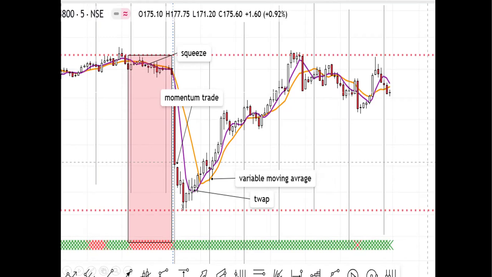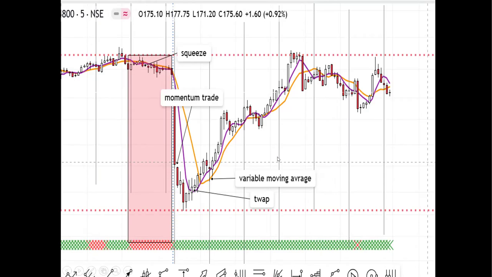At one point of time, you have to stop it. Otherwise, if you do not book your profits at the right time, you will be under loss. So this trade is over. For this trade, this TTM squeeze has taken place and the crossover of the TWAP and variable moving average has taken place. And also you are seeing the hourly separator over here.